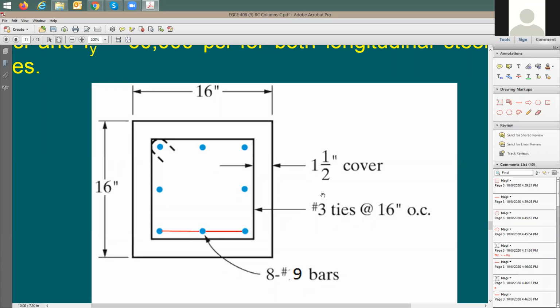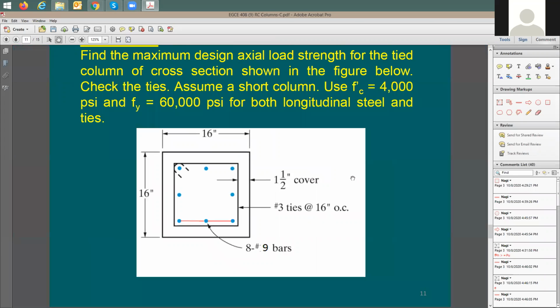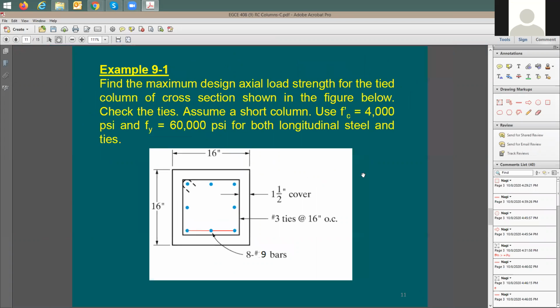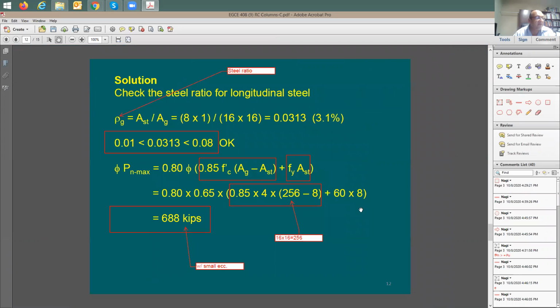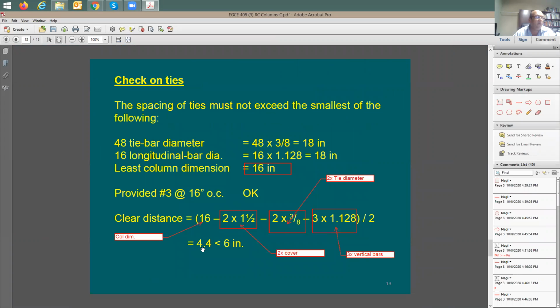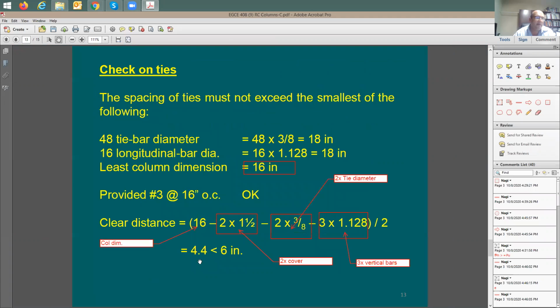Professor, we have 1.5 inch of cover. Is that just because the problem gave it to us, or is that standard? It is provided, but generally speaking, yes, it's kind of a standard for columns. So the clear spacing I've just determined turned out to be 4.4 inches. Now this is less than 6 inches. Great. So this column is good.